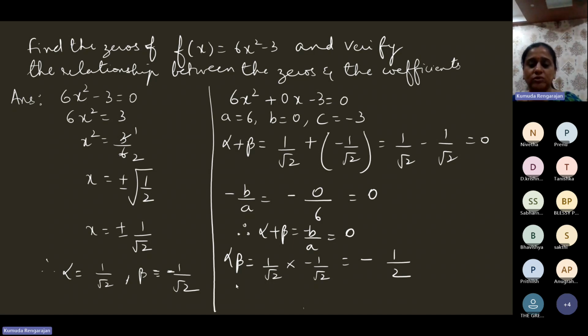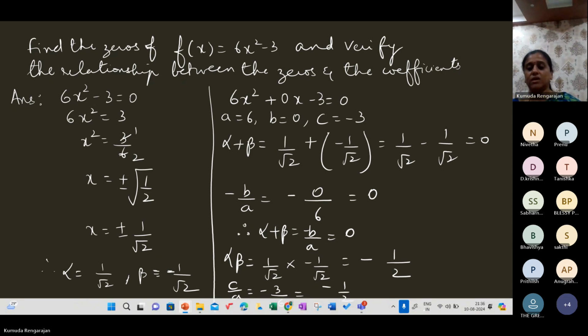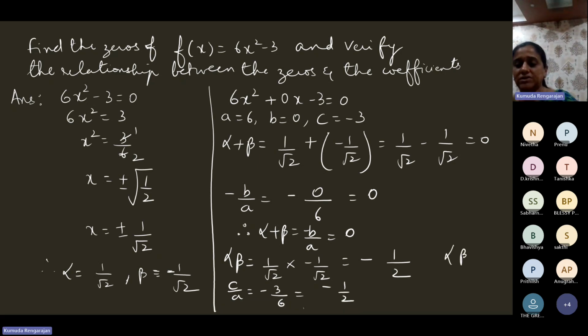Alpha beta should be equal to c by a. What is c by a? c is minus 3 by a, 6. So minus 1 by 2. So we see that alpha beta is equal to c by a. Hence verified.